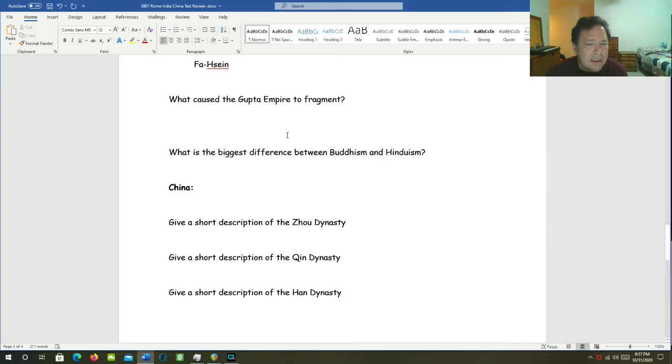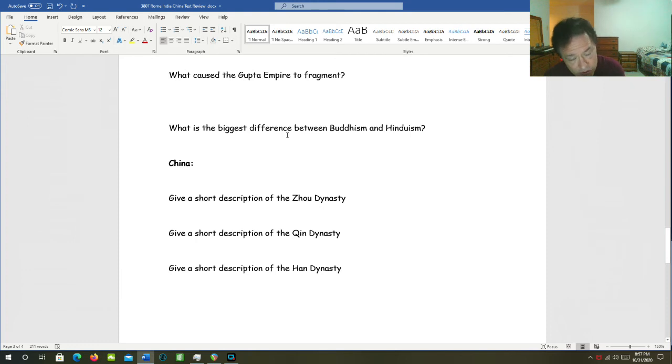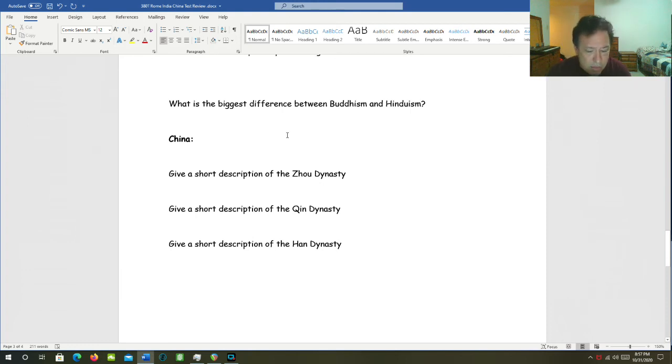So what was the biggest difference between Buddhism and Hinduism? And as we've seen, there are quite a few differences, but the biggest difference of all is that Buddhism utterly rejects the caste system.